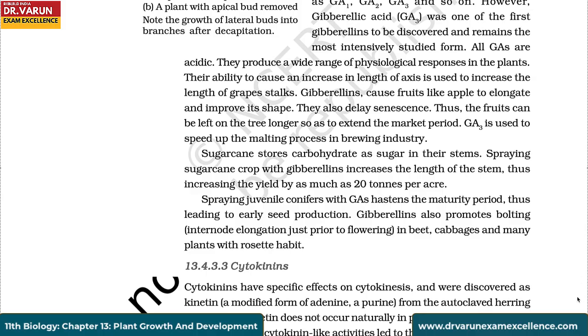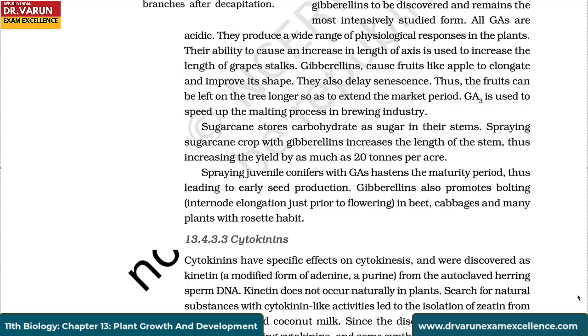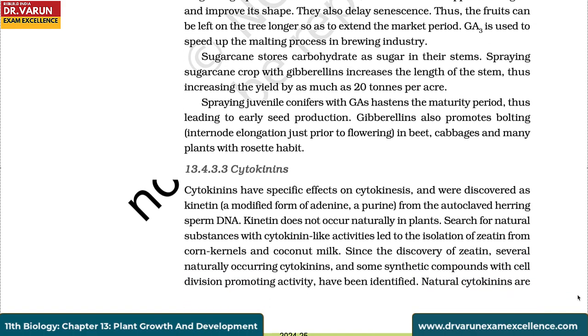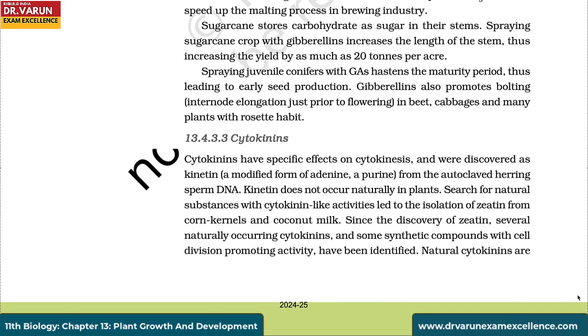Sugarcane stores carbohydrate as sugar in their stems. Spraying sugarcane crop with gibberellins increases the length of the stem, thus increasing the yield by as much as 20 tons per acre. Spraying juvenile conifers with gibberellic acids hastens the maturity period, thus leading to early seed production. Gibberellins also promote bolting, that is, internodal elongation just prior to flowering in beet, cabbages, and many plants with rosette habit.